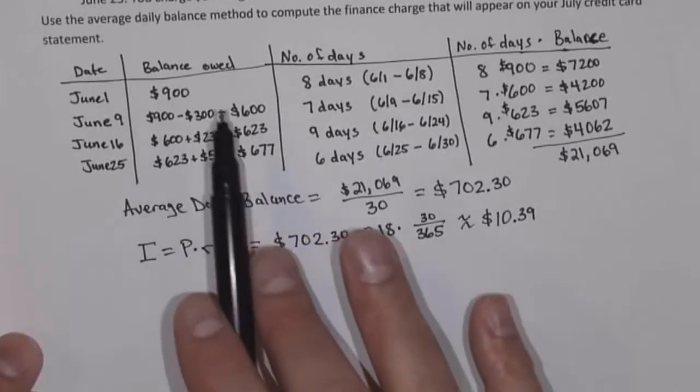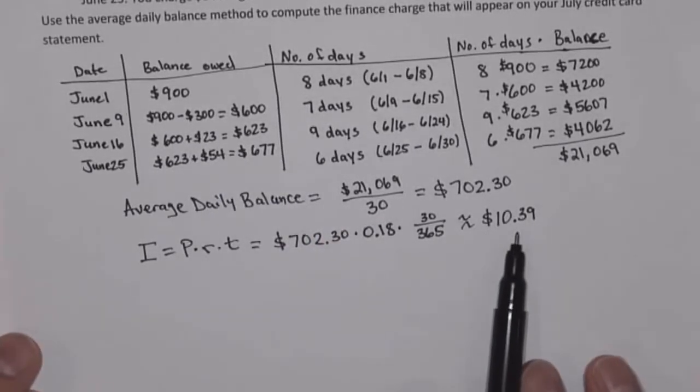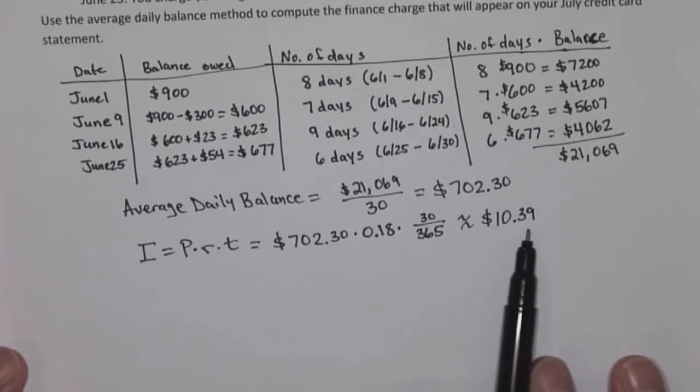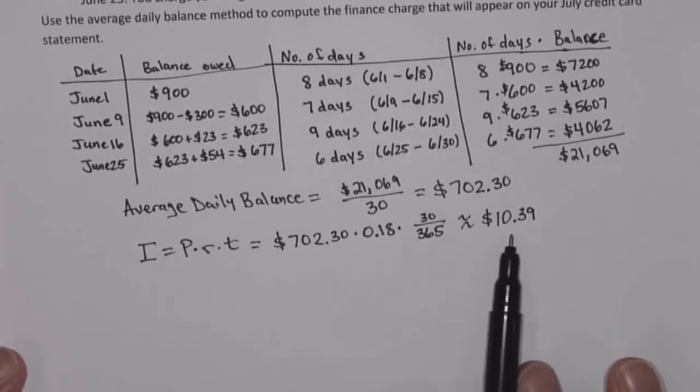So this is the end of our example. The finance charge is $10.39. Now we may also have a minimum payment that has to be made, like in the previous example. So there might also be a percentage of this average balance that would have to be paid as well. But this is the interest. This is the finance charge.